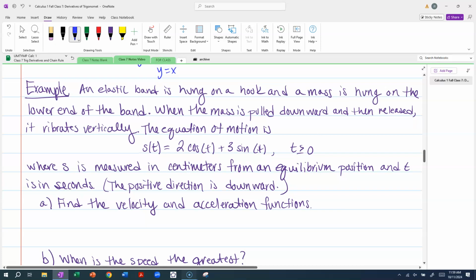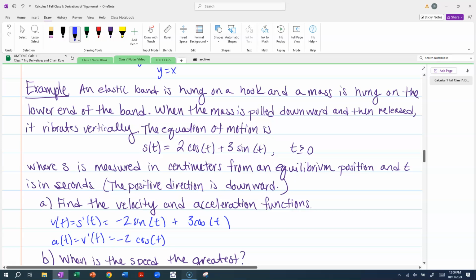The velocity function is the derivative of the displacement function, so we just have to do the derivative. This would be, let's see, -2 sine t plus 3 cosine t. And then the acceleration is just going to be the derivative of velocity. So the derivative of sine is cosine, positive, but then I have a -2 out in front. The derivative of cosine is minus sine, and I have to keep the coefficient in front. Okay, that's fine.